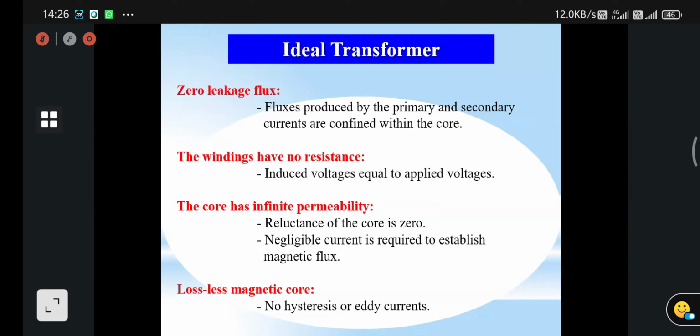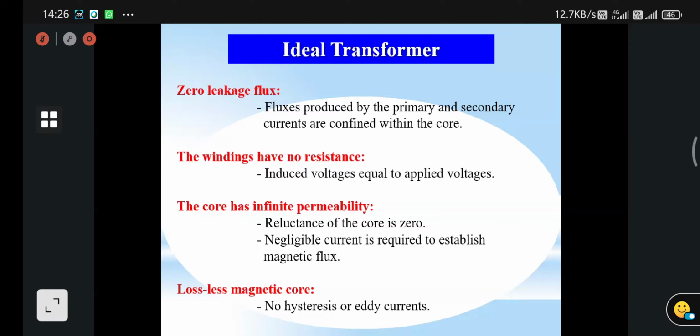So coming to the ideal transformer, we have zero leakage flux. The windings have no resistance, the core has infinite permeability and is a lossless magnetic core, and so the magnetization curve of the ideal transformer is linear. These are the points that take place in an ideal transformer.